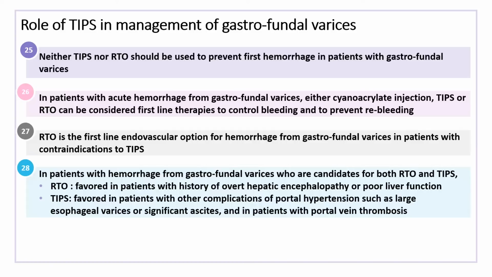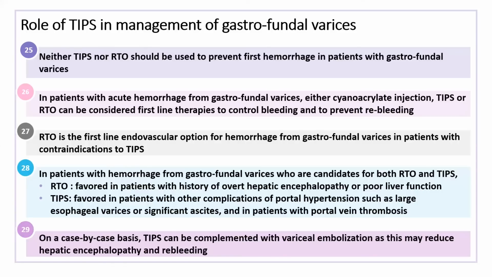you do RTO in patients who have a history of overt encephalopathy, where the liver function is not very good, and TIPS when there are other complications such as esophageal varices, significant ascites, or portal vein thrombosis. TIPS is favored.